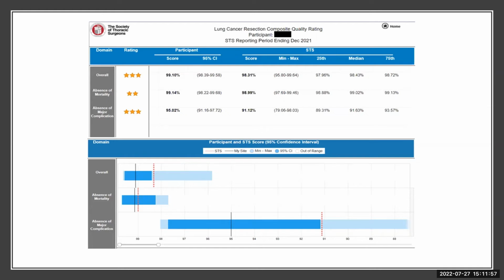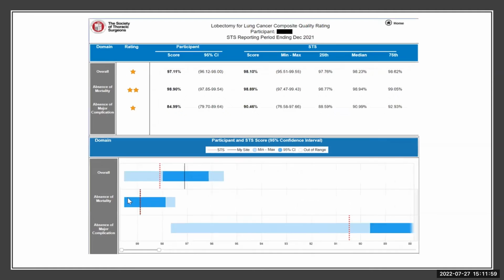Okay, and then if you go to the next slide, I'll show an example again of 1 star. I won't go into each domain here since we just did that, but essentially it's the same thing, just reversed. You'll actually be looking at the higher limit of the participant's credible interval. So for the overall, you can see that the participant score was 97.11%. The interval was 96.12 to 98. And the STS average was 98.10. So the top end of their interval at 98% was less than the STS score of 98.10.